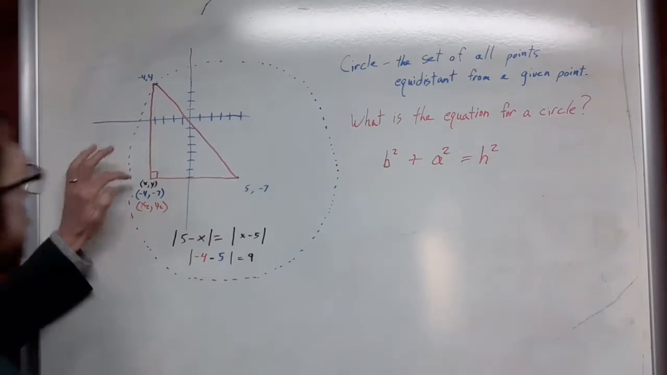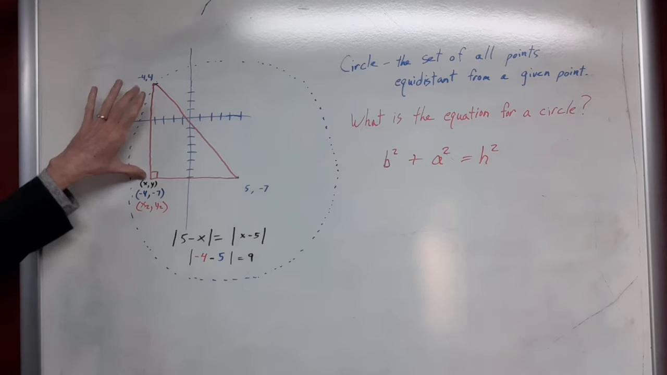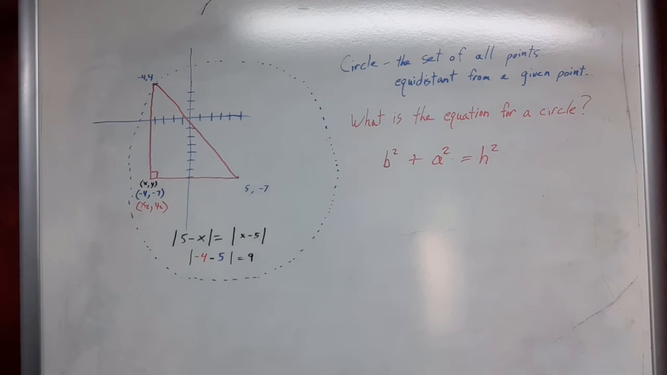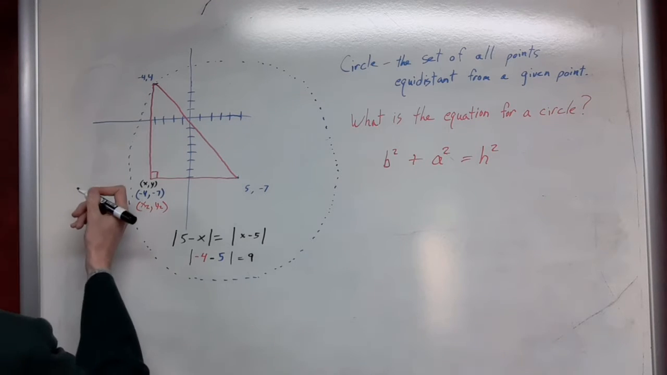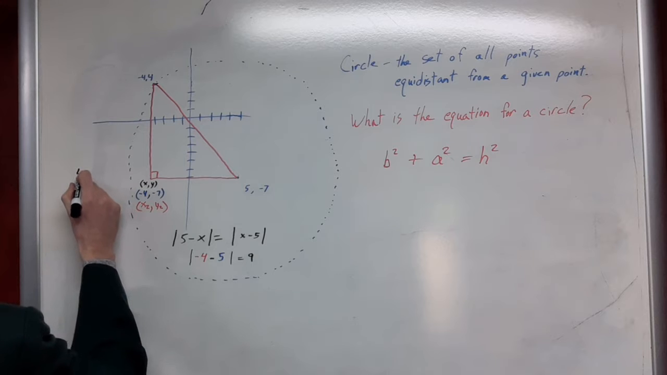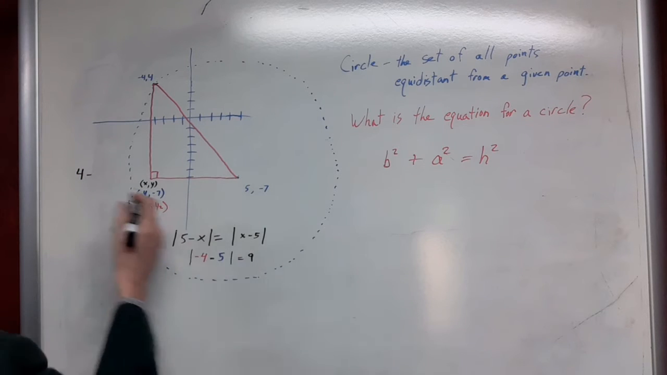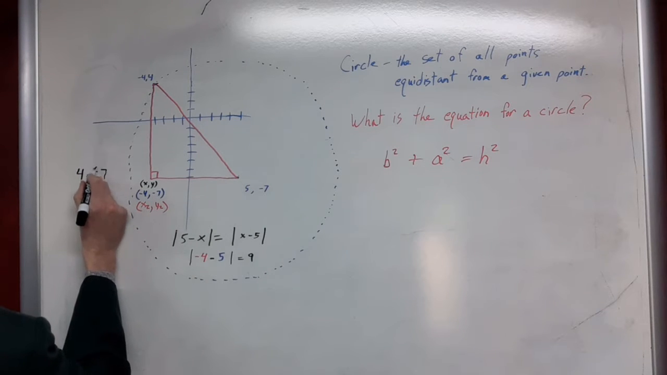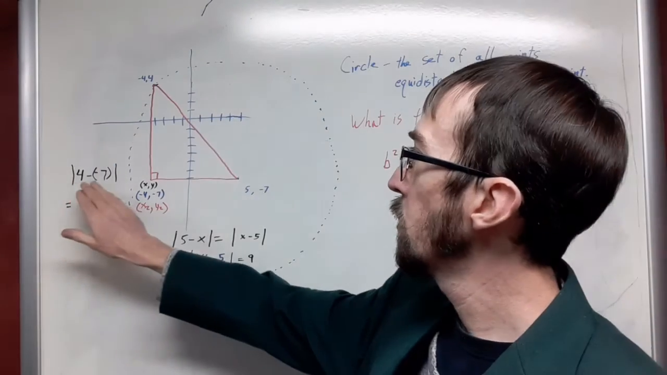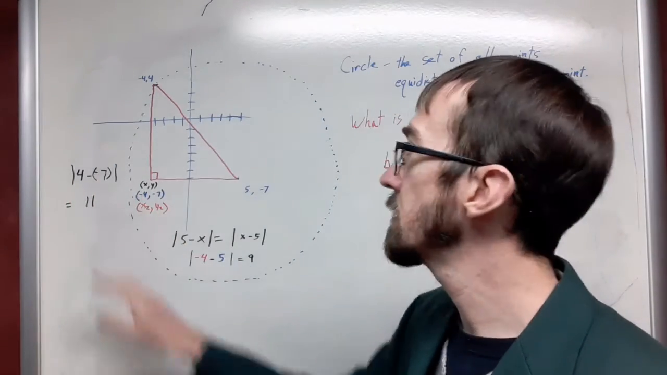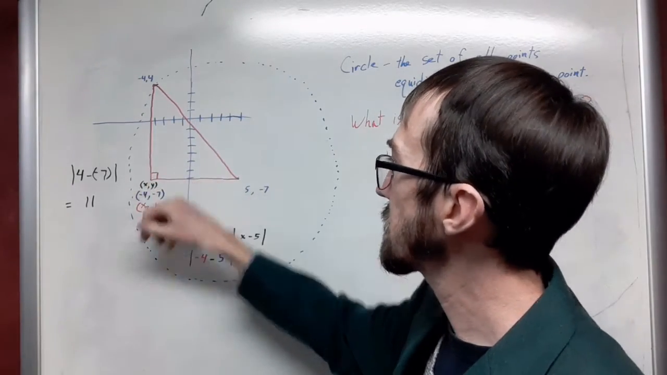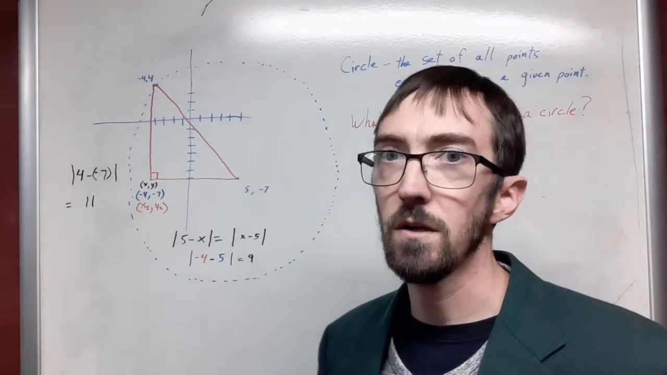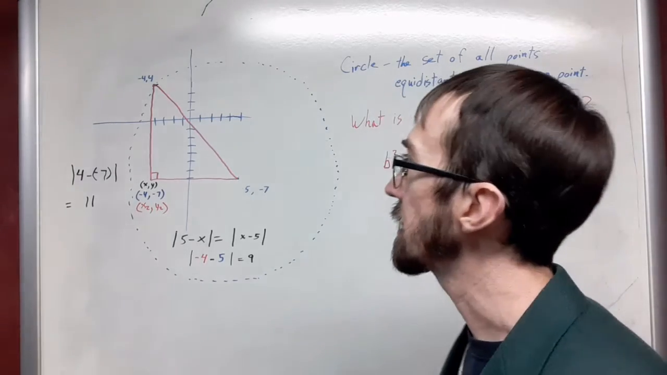Looking over here at the y values, we need to know the difference between the two y values. So if we start up here, the y value up here is positive 4. And if you subtract the y value down here, we have -7. 4 minus -7 is going to give us a positive 11 there. So this distance vertically is 11. This distance horizontally is 9.